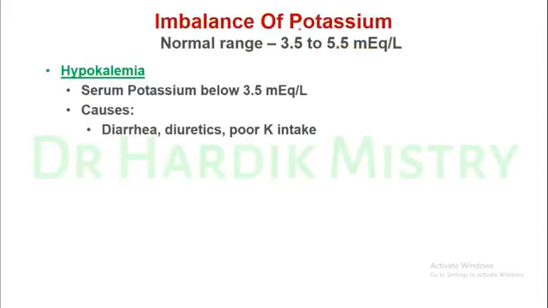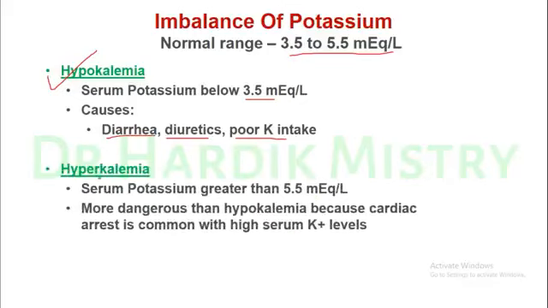Imbalance of potassium. The normal range is 3.5 to 5.5 milliequivalents per liter, and when the serum potassium level is below 3.5, the condition is known as hypokalemia. Which are the causes of hypokalemia? Diarrhea, diuretics and poor potassium intake. Now hyperkalemia: when the serum potassium is greater than 5.5 milliequivalents per liter, the condition is known as hyperkalemia. It is more dangerous than hypokalemia because cardiac arrest is common with a high serum potassium level.